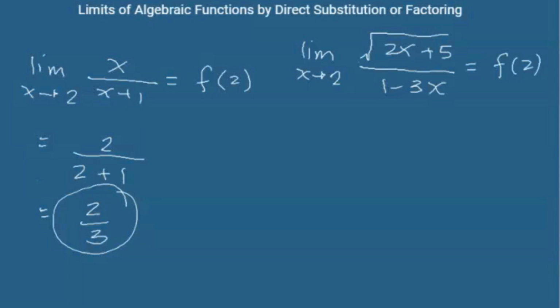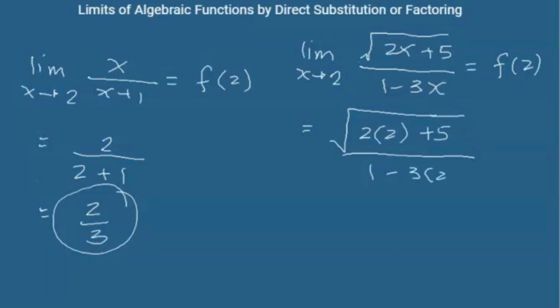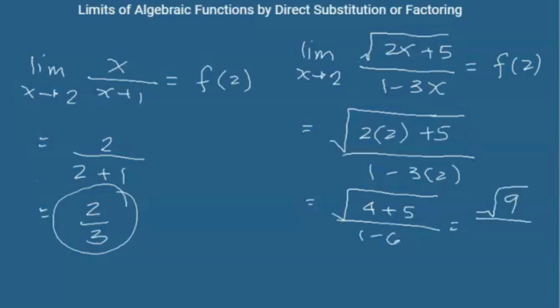So f of 2 would be equal to the square root of 2 times 2 plus 5 all over 1 minus 3 times 2. So the square root of 2 times 2 is 4 plus 5 over 1 minus 6. And square root of 4 plus 5 is square root of 9 over 1 minus 6 is negative 5. And square root of 9 is 3 over negative 5. So the answer is negative 3/5.